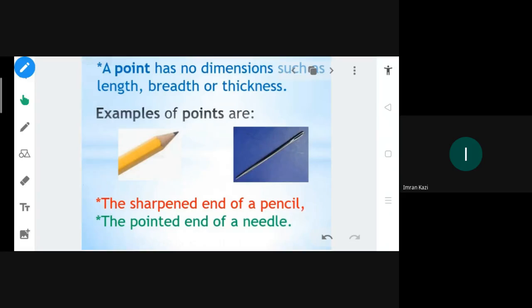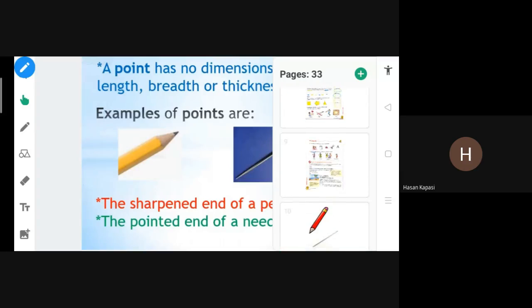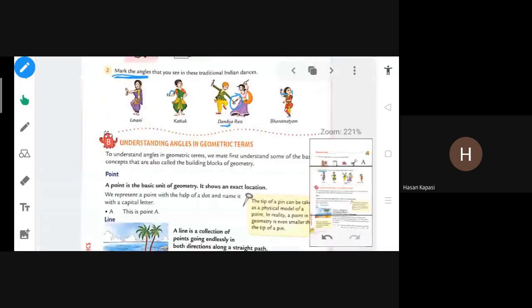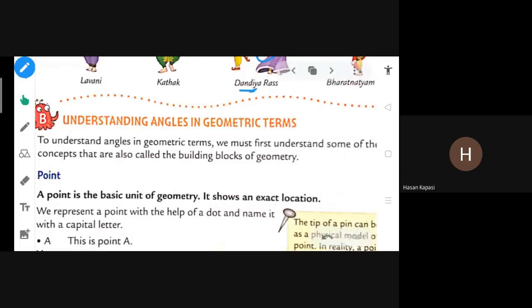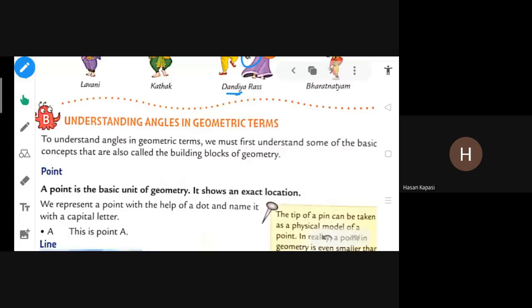So now what I was asking, that this is an example of what? Points. This sharp end of pencil and this pointed end of needle, both are examples of point. And in maths also, point is used. So that we will learn afterward. Okay, in the textbook. Where is the textbook? So now we have to see how point is written in maths also. So who wants to read?